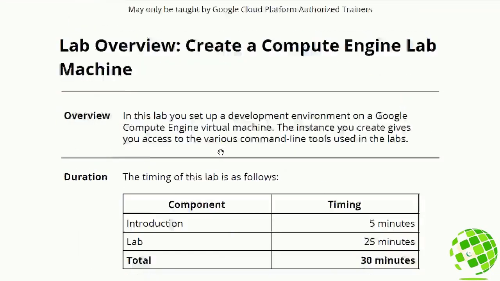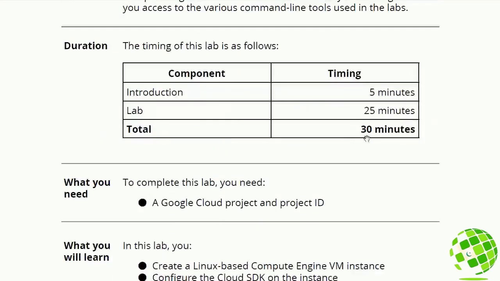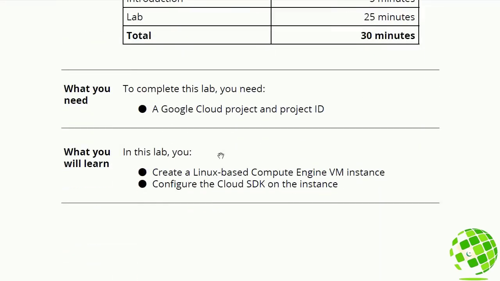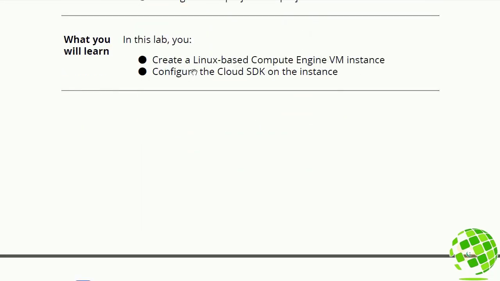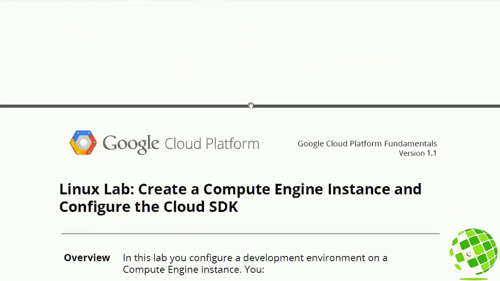If you try this out on your own, read through the overview there. It should take you roughly 30 minutes to do. All you need is a Google Cloud project and a project ID. We have that from previous nuggets in the previous lab. What we're going to do is create a Linux-based compute engine virtual machine, and then we're going to configure the Cloud SDK on it. Then we'll walk through some of the gcloud utilities too. I'll show you how to get it set up, and we'll do the same thing in Cloud Shell.